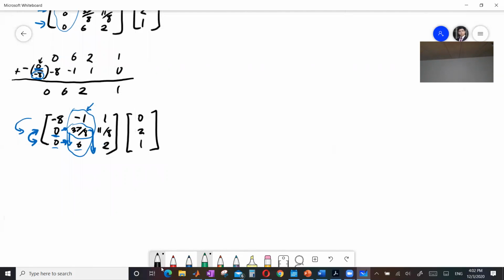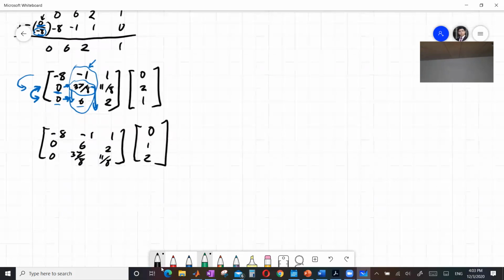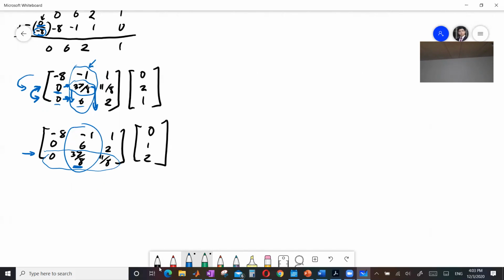Okay, so after doing the pivoting operation, we would get -8, -1, 1, 0, 0, 6, 2, 1, 0, 37/8, 11/8, 2. Okay, then we go as before. We are in the second column. We now go through the rows. There's actually only one row that we care of. It's the next row, the third one. So this guy. So we want to turn this element into 0.